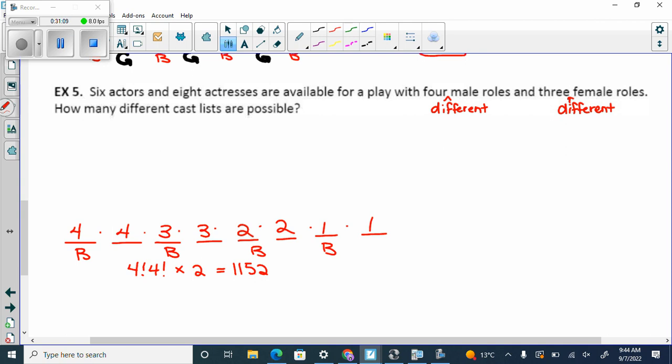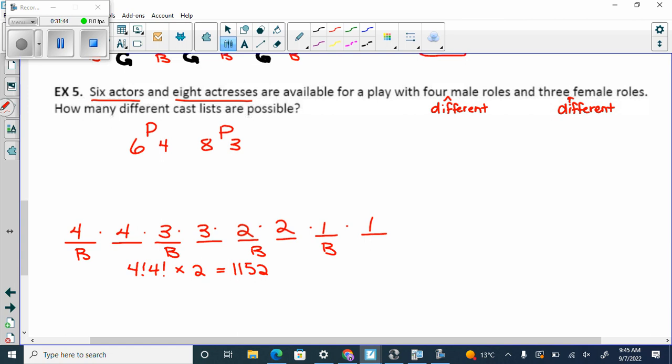Just a couple years. So, if it says different male roles, order matters because you could get different jobs or different roles in this case, correct? So you could go with blanks, but we know if it's P's, we could just use the P, couldn't we? So how many males do we have to choose from? 6 actors. So 6 P 4, and then we have 8 actresses, so it would be 8 P 3.